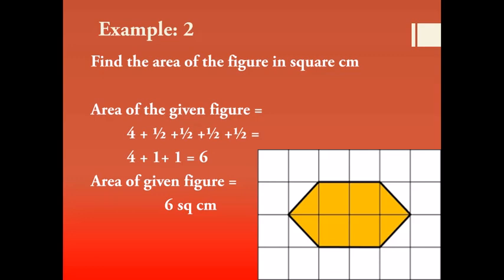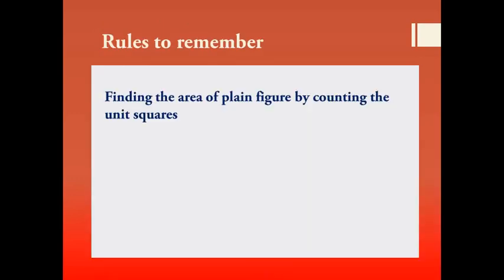So area of this figure is equal to 4 plus half plus half plus half plus half is equal to 4 plus 2 is equal to 6. Here half plus half is equal to 1 and half plus half is equal to 1. So area of given figure is equal to 6 square centimeter.